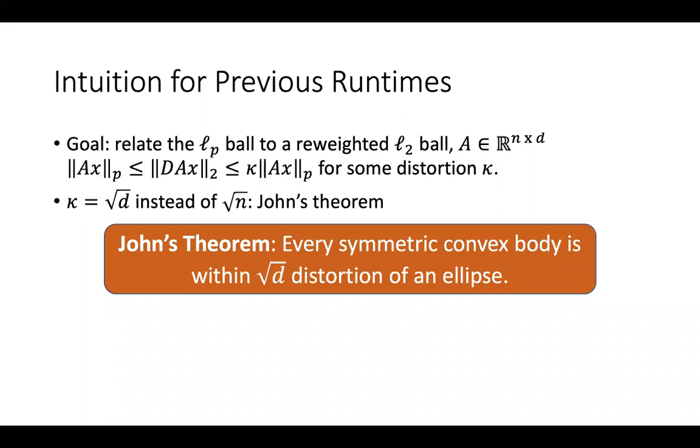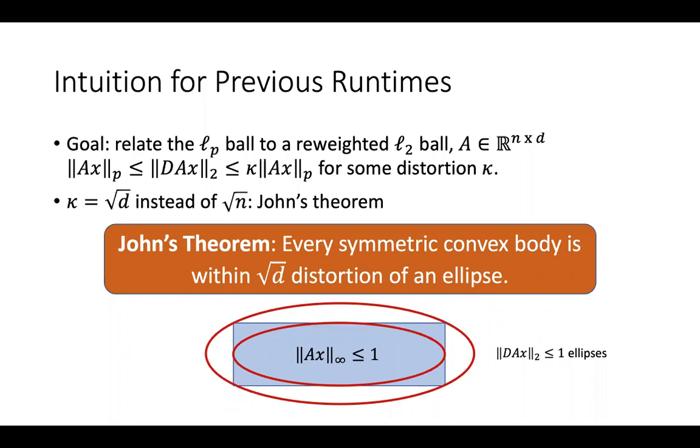John's theorem says that every symmetric convex body is within a square root d distortion of an ellipse. An ellipse is some weighted L2 ball. Let's just do the p equals infinity case as an example. The set of x with infinity norm of Ax at most one is some symmetric polytope. So let's think of a rectangle in d dimensions. For this rectangle, we can find two ellipses which sandwich the rectangle, and their distortion is square root d, where d is the dimension.